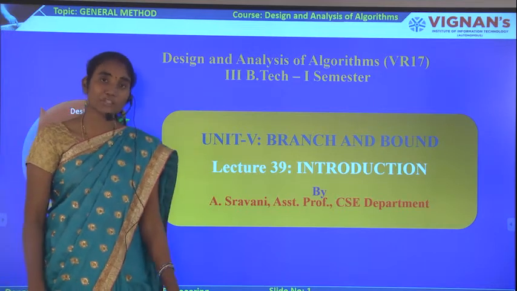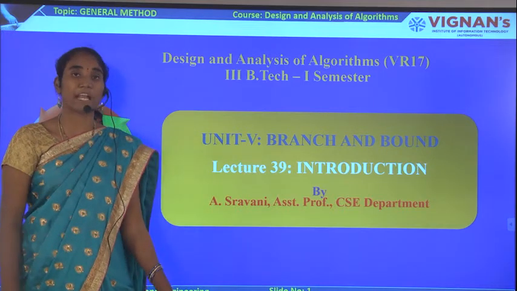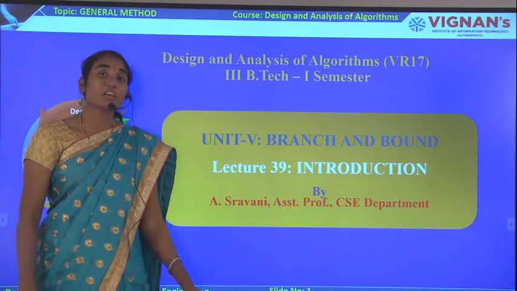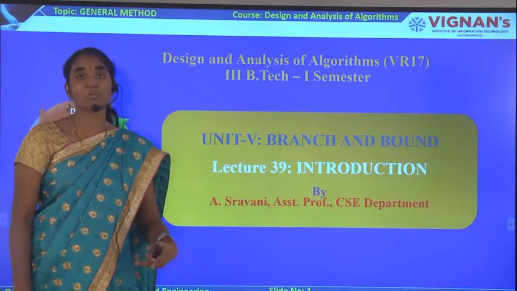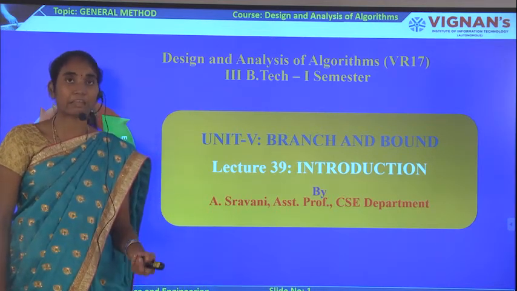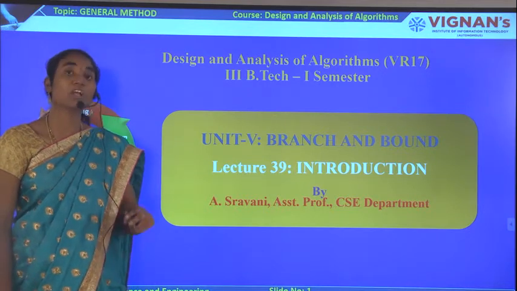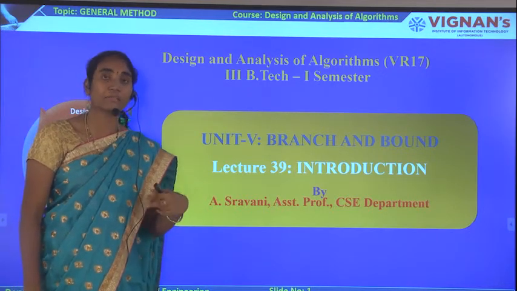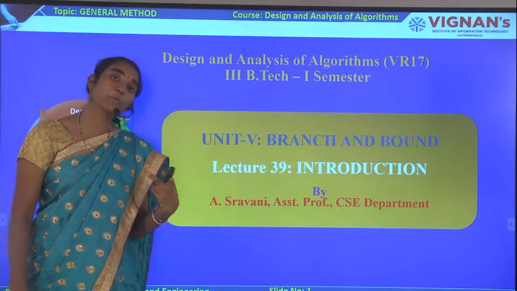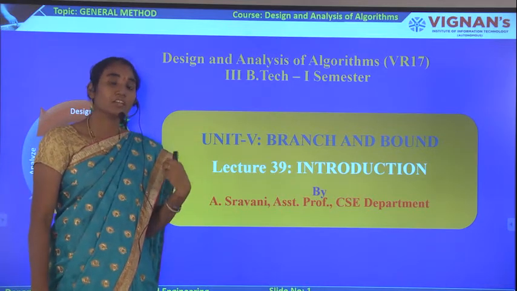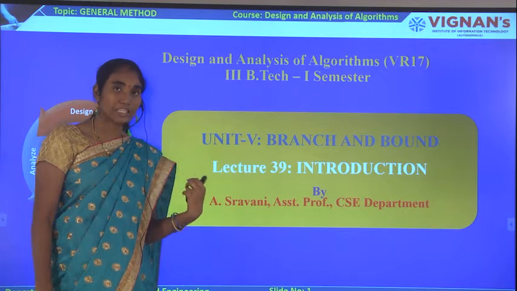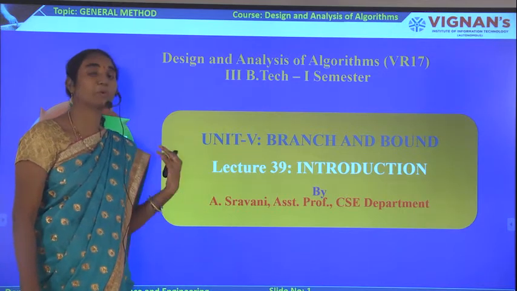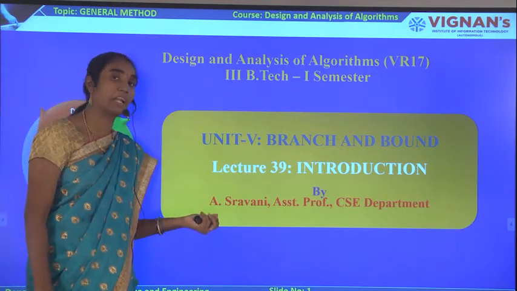Today we are going to start our fifth unit, which is branch and bound. Under the fifth unit we have two modules. The first module is backtracking and the second module is branch and bound. Both are algorithm techniques, or programming paradigms. So today we are going to see the next programming paradigm, which is branch and bound.